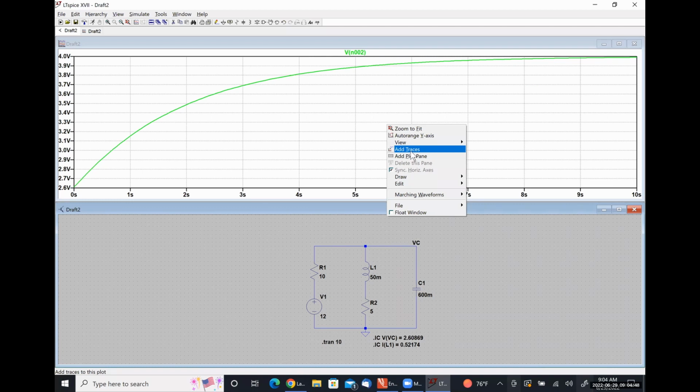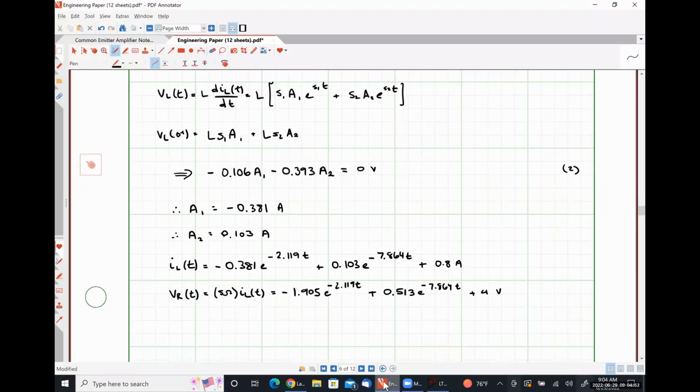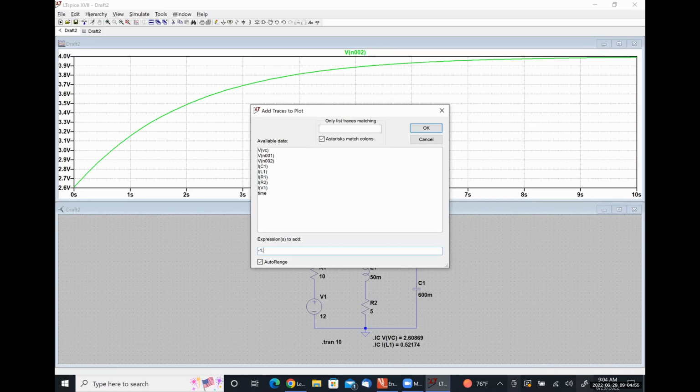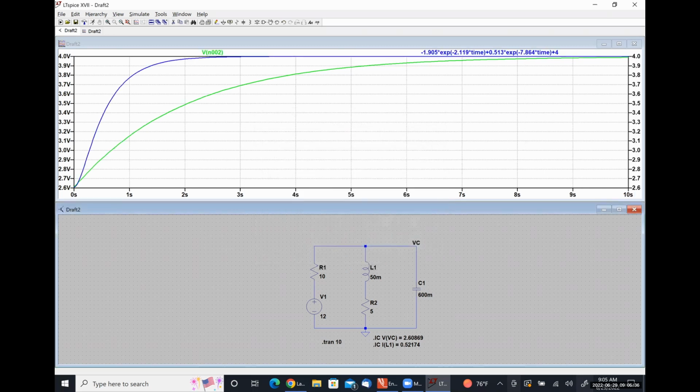Now let's type in our results here. Negative 1.905 EXP negative 2.119 times time plus 0.513 times EXP of negative 7.864 times time plus 4. Alrighty, so that looks markedly different.